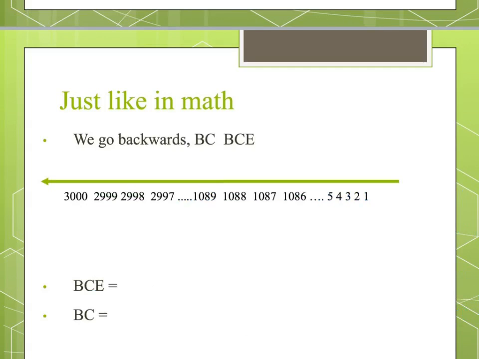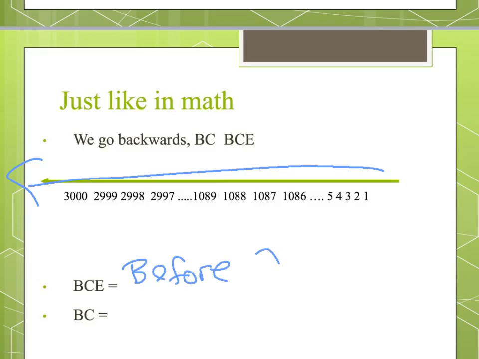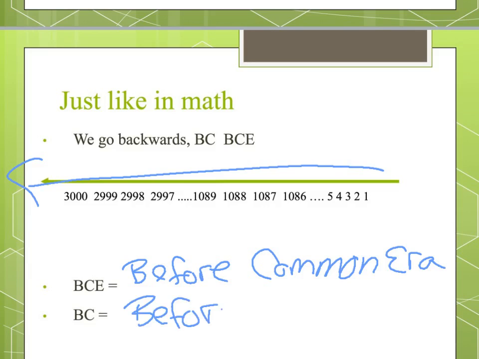The next one, you can go ahead and pause that one back if you need to see it still. The next one, we go backwards to BC and BCE. BCE is Before Common Era. BC, Before Christ. Sorry, my pen isn't working too well here. The numbers go backwards. So you have 1, 2, 3, 4 going this way. 2,997, 2,998, 2,999, 3,000. Pause, since you probably need to write this down.